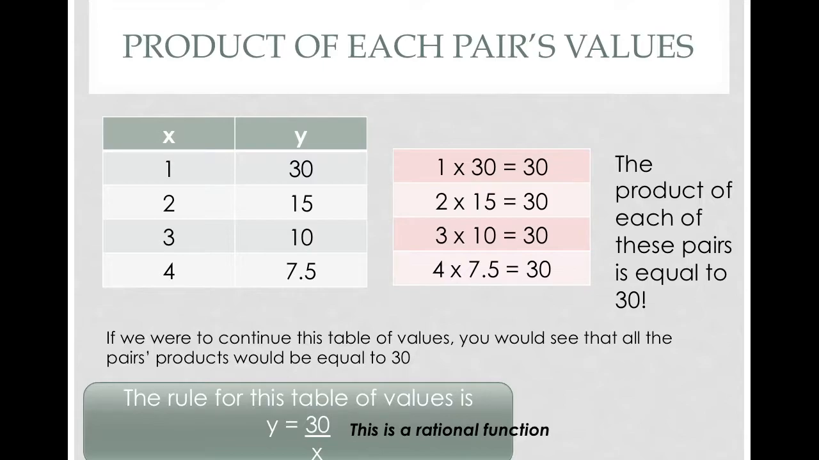So obviously for a rational function to be true in a table of values, when you multiply your x's and y's together, they should always equal the same number. Not always 30, just in this case it's 30, but they have to be equal to the same number.